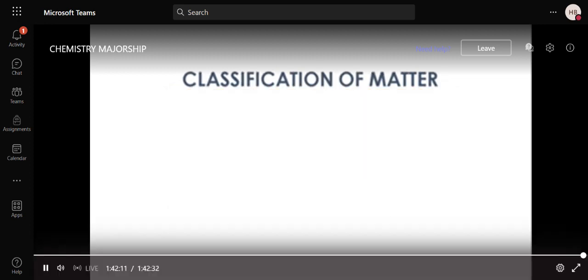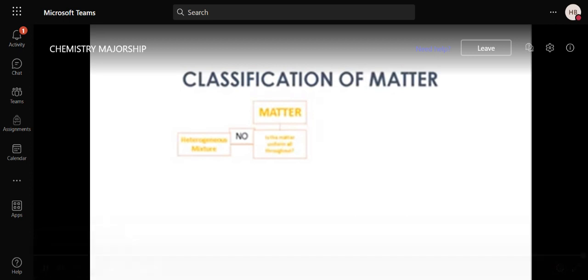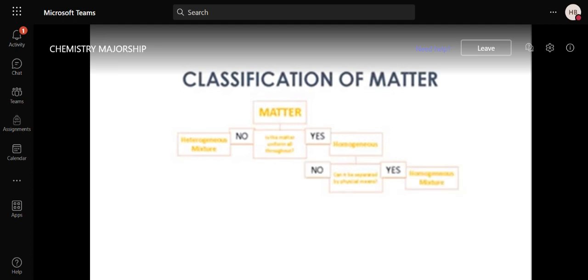Okay. So, ito na po yung ating diagram. Is the matter uniform throughout? No, it is heterogeneous. Yes, it is homogeneous. Next, under homogeneous, can it be separated by physical means? If yes, then it is a mixture, a homogeneous mixture. If no, then it is a pure substance.